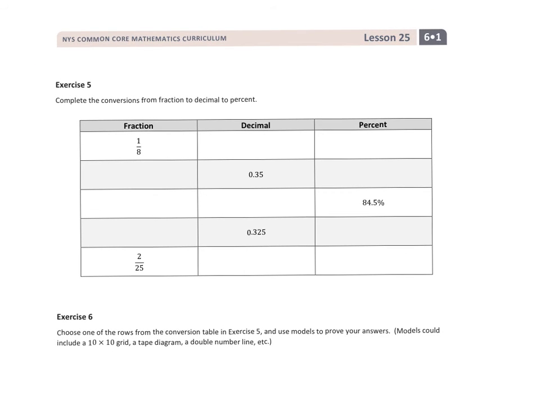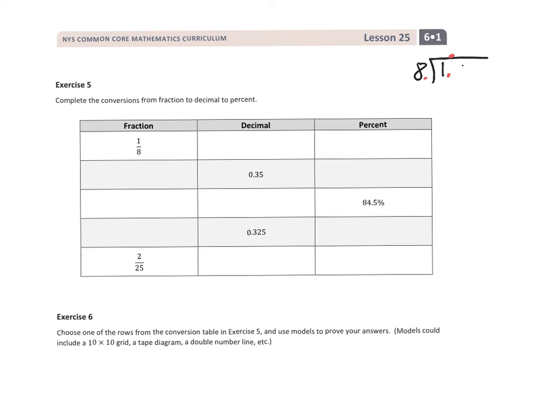Of turning a fraction into a percent. So exercise 5 says complete the conversions from fraction to decimal to percent. So we'll start with 1/8, and I'll help you with 1/8. That is by saying 1 divided by 8. So if we do on the side 1 divided by 8, remember that the fraction bar means divided by. I can see that there's a decimal point at the end here. We'll put the decimal point right up there because it's already at the end.